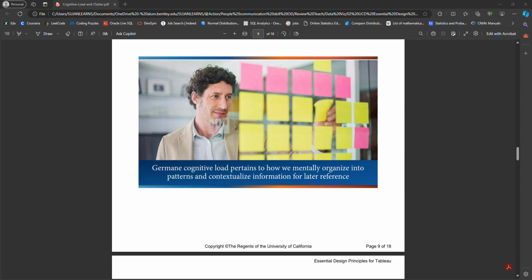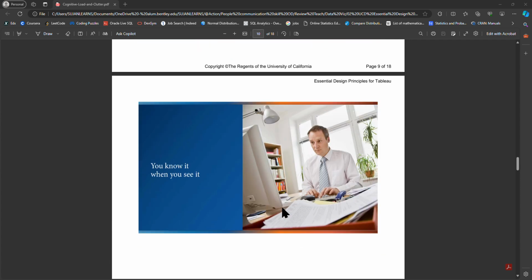Today, we'll be talking about cognitive load and clutter. In the last session, we defined what cognitive load is. Today, we'll be talking about clutter. Have you seen clutter in your life? I'm sure you have, because you know it when you see it. That's the definition of clutter.